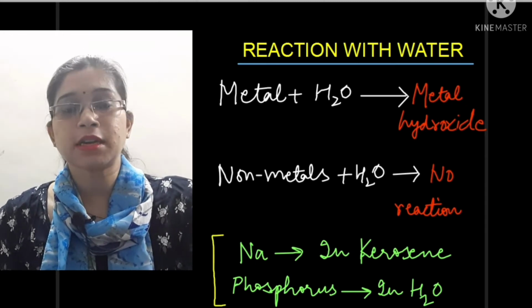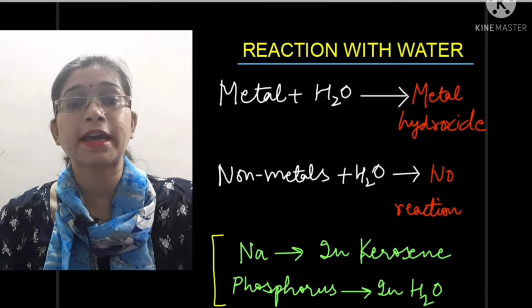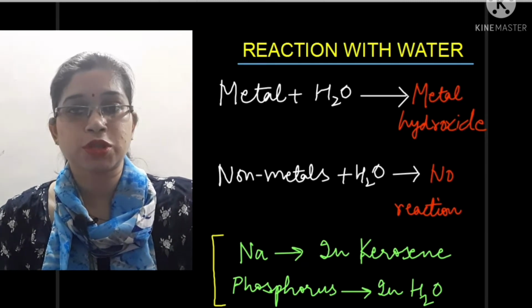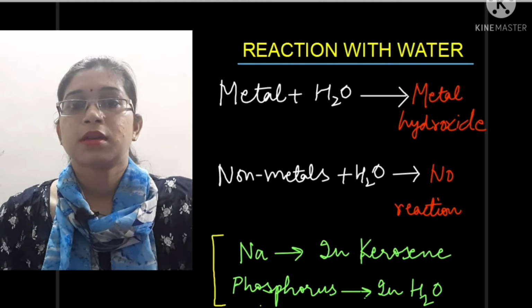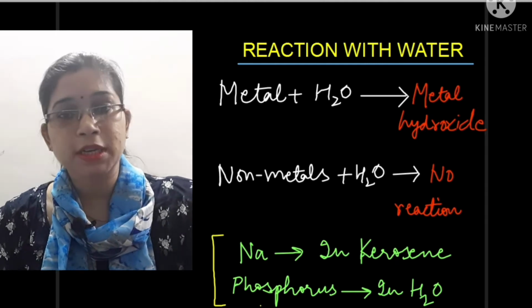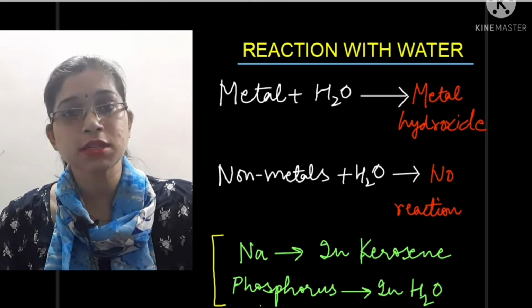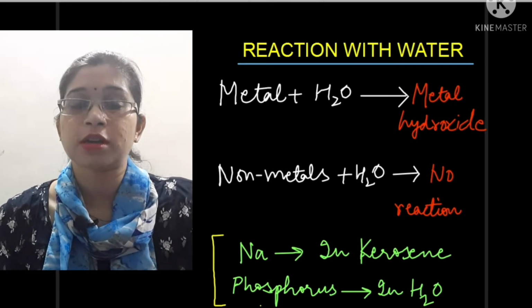Sodium, which is a metal, is kept in kerosene because it is highly reactive with oxygen. That is why, in order to avoid an explosion, we keep it in kerosene. The second is phosphorus, which is a non-metal. It doesn't react with water, but it reacts violently with oxygen. That is why it is kept in water.